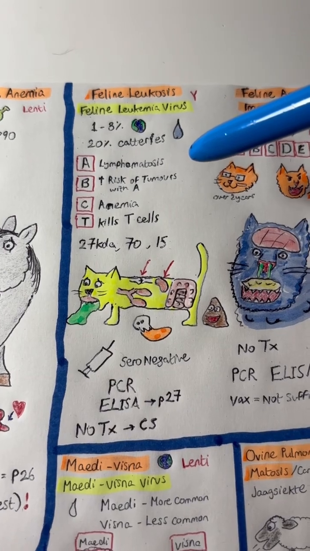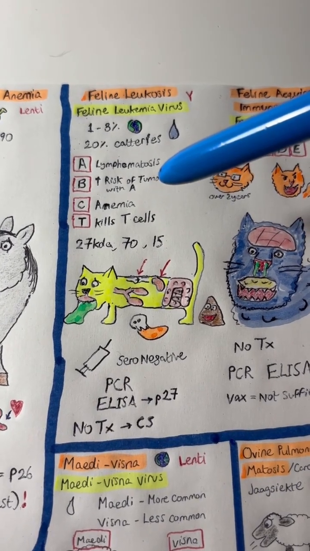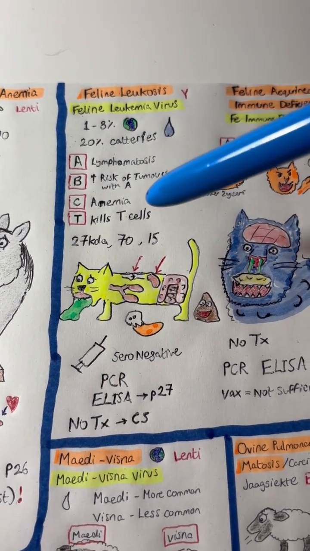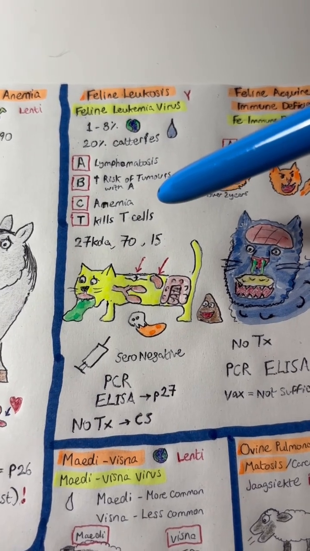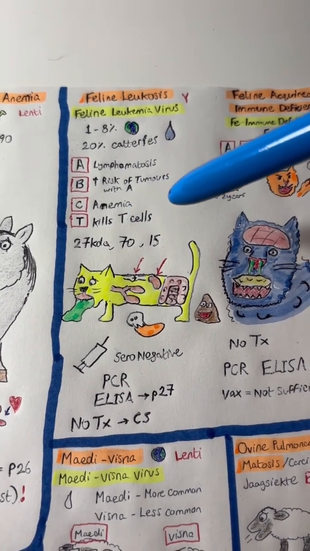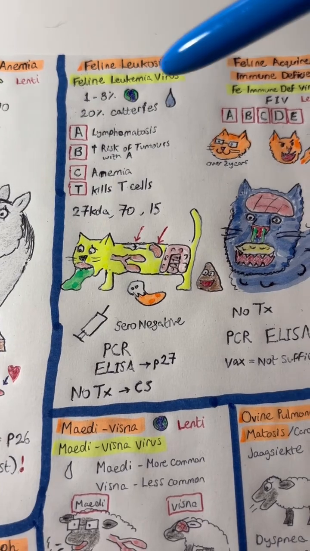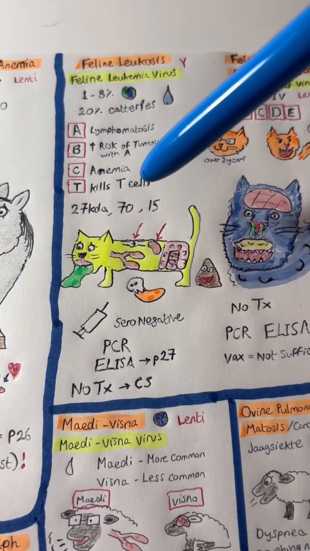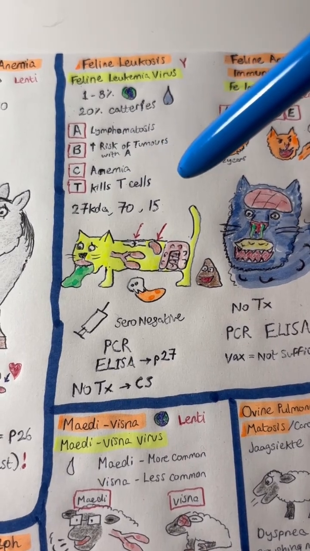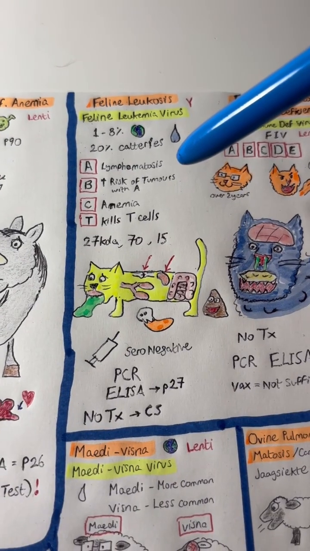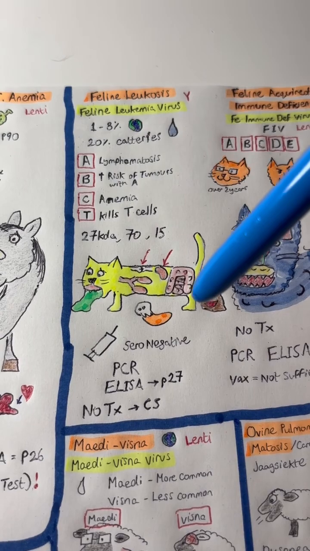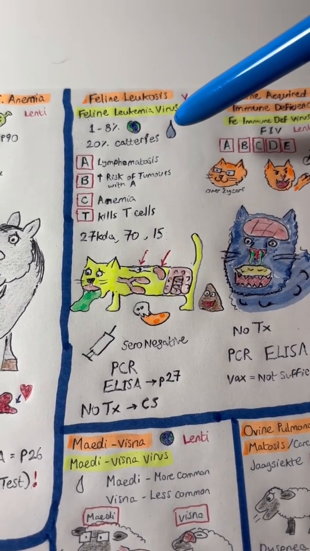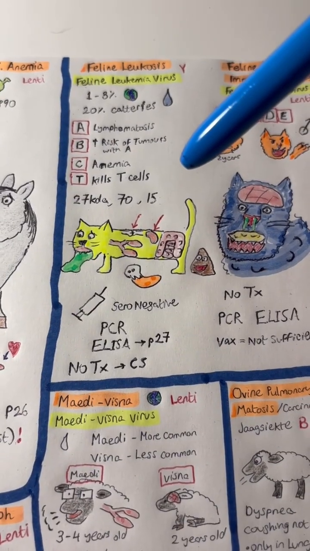And subtype C has fatal anemia, and subtype T has immunodeficiency as the virus will kill T cells. The surface proteins are 27 kDa, 70 kDa, and 15 kDa. The susceptible animals are domestic cat and Felidae, and it's also spread in the discharges. The incubation period is 4 to 6 weeks.